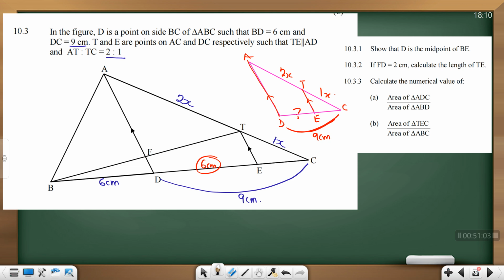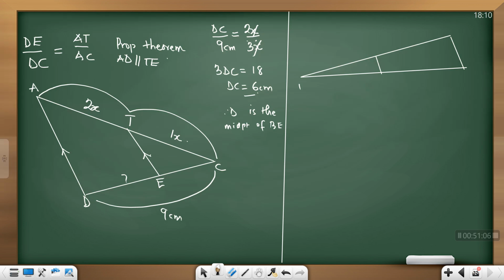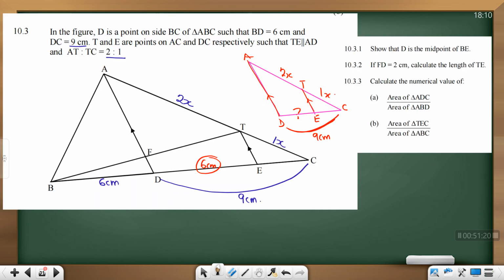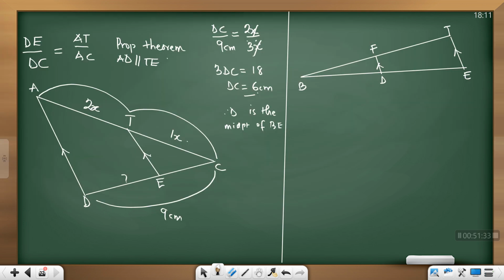And then F what? FT. B, D, E, and then F, T. These two lines, don't forget, they are still what? Parallel. Look at the diagram again. Can you see that those two lines are parallel? What do you notice about D? It's the midpoint. D is the midpoint.